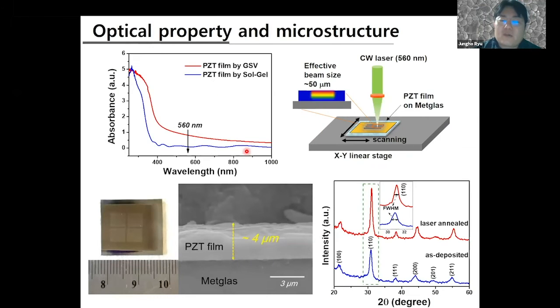So we adapted that one to the real system. This is film, 4-micron PZT thick films. We laser scan here and here. So beautifully annealed, you can see here. As deposited, the films show quite broad peaks, which means rather small grains or an amorphous phase; after annealing, the peaks become sharper.